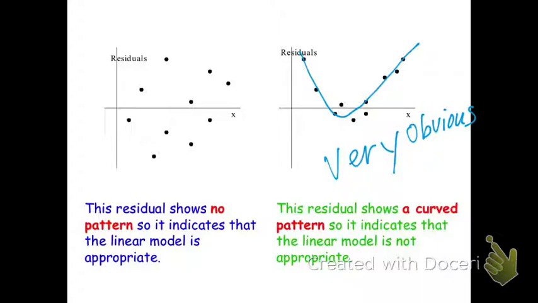So the one on the left is good. We would say since the residual plot shows no pattern, the linear model is appropriate. The one on the right, we would say since the residual plot does display a pattern, the linear model is not appropriate. That means we shouldn't have used the LSRL. We need to do something else. So all the work we did is for no good reason.